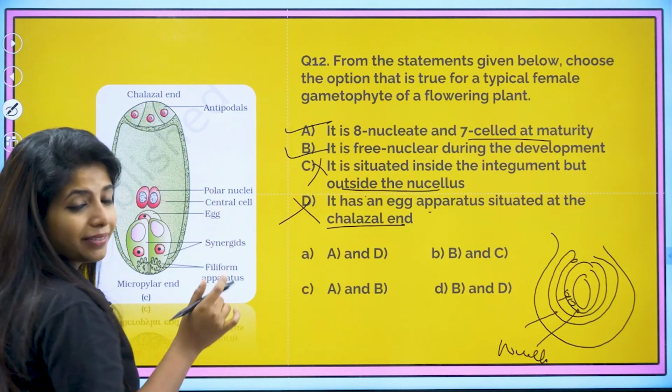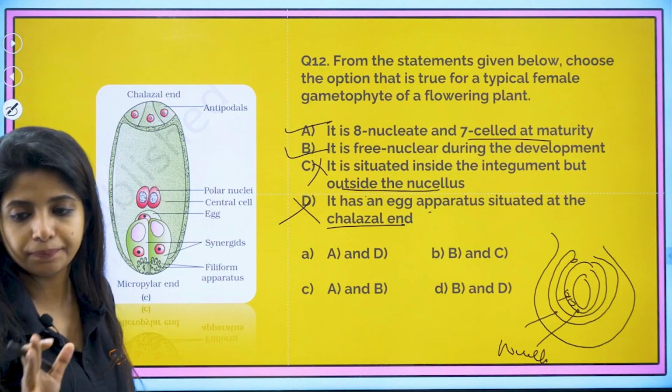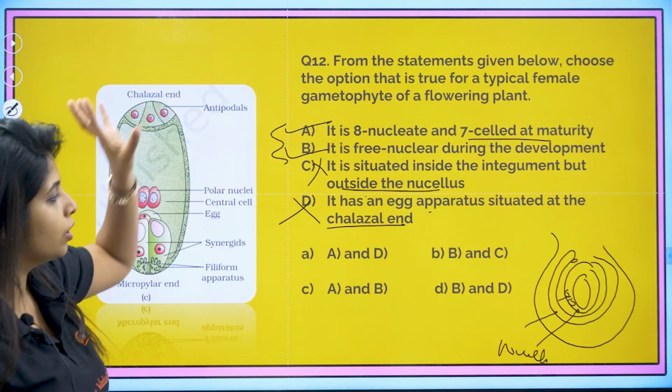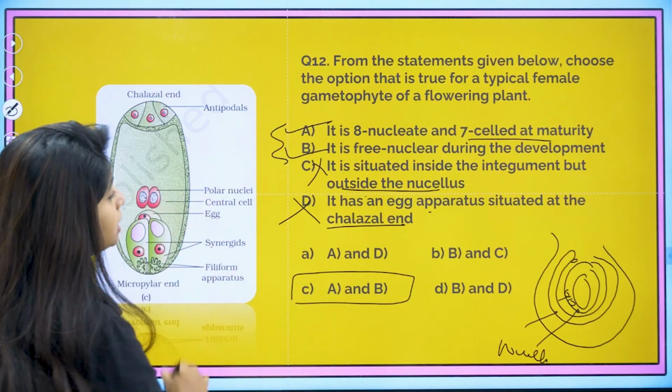So, if you do not know all these details, will you be able to answer it? No. So, your answer would be what? You have to tell what is true. So, A and B are true. So, your answer is option C.